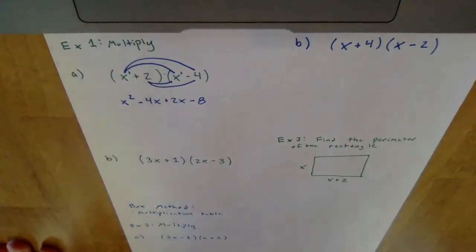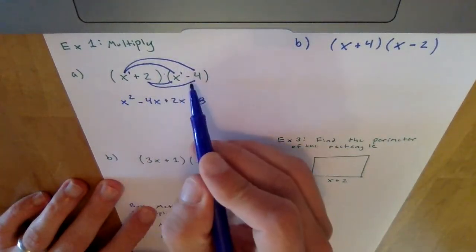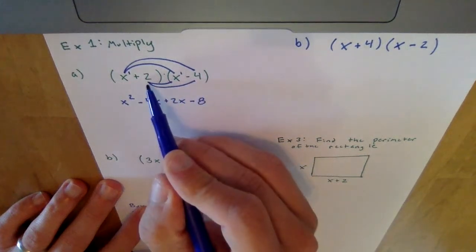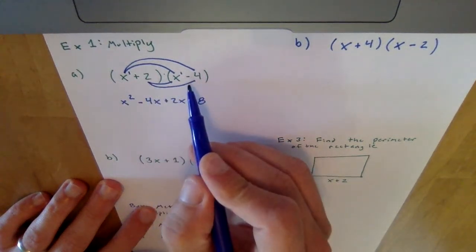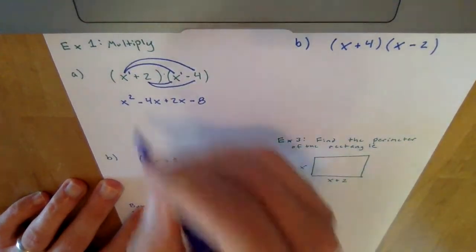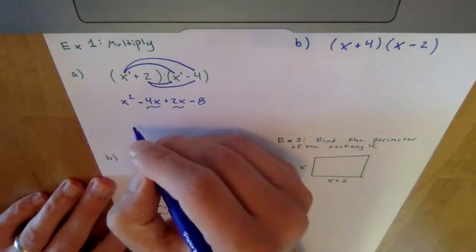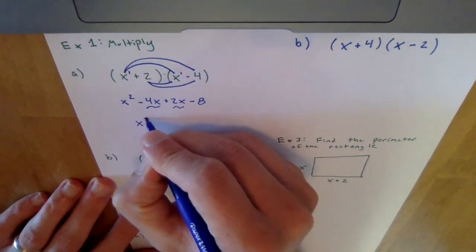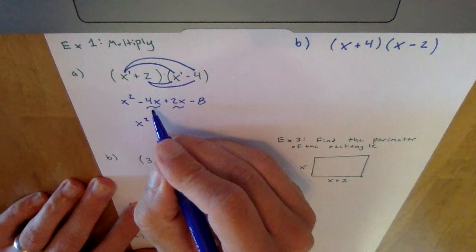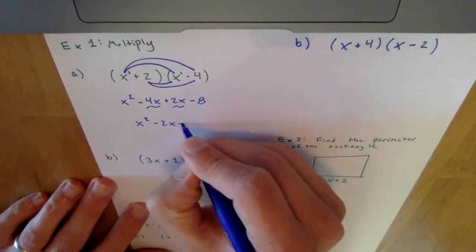So basically you can see what we did here, right? Without even using the acronym, we distributed the x into this set of parentheses. And then we distributed the 2 into this set of parentheses. Right? And now we look at what we've got here. We've got this polynomial. Notice I've got these that are just normal x terms, so I can combine those like last lesson. So I'm going to rewrite it as x squared. Negative 4x plus 2x is negative 2x minus 8.